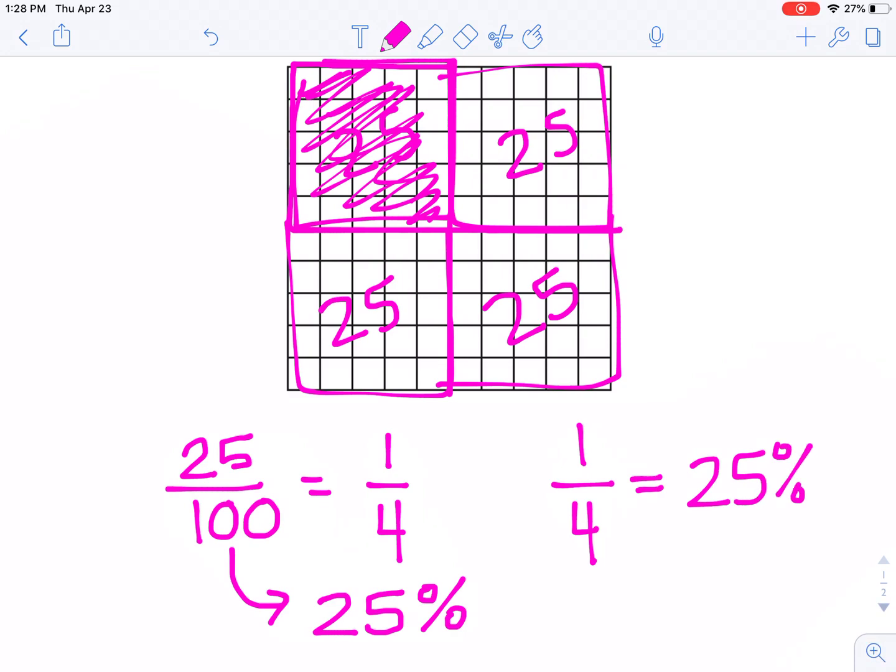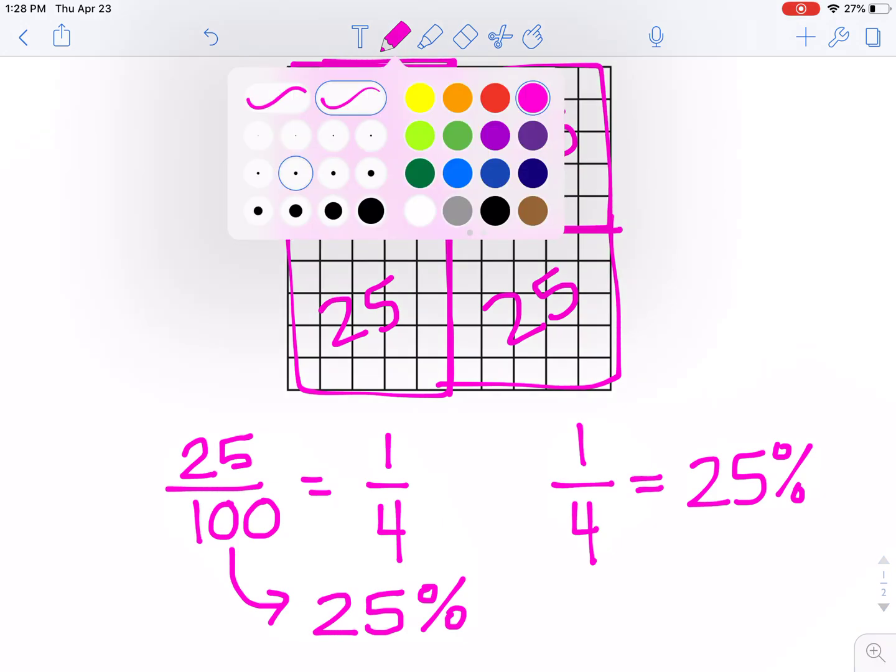All right, I'm going to turn off my text messages. Holy cow. All right, so I'm going to pick a different color.